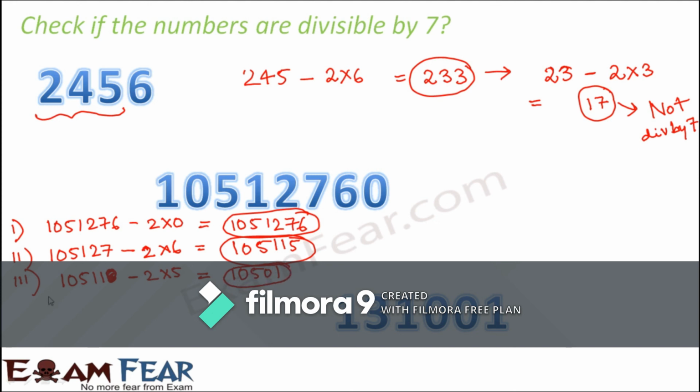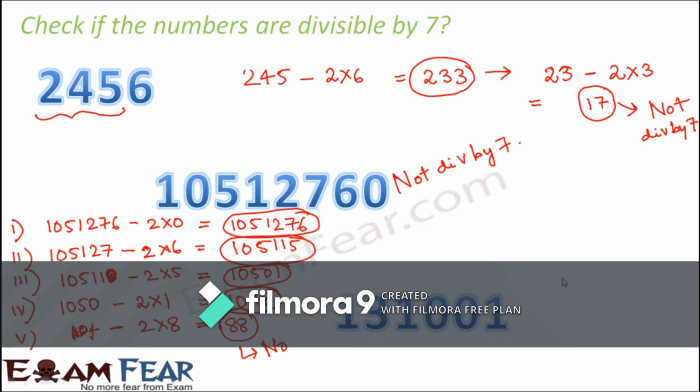So you see, gradually the number is reducing, and finally we will reach a number looking at which we will be able to tell if that is divisible by 7 or not. So here we get 1048. Now again another step where we do 104 minus 2 times 8, that is 16. So this gives 88. Now can you tell if 88 is divisible by 7 or not? Is 88 a multiple of 7? No. Therefore this number is also not divisible by 7.